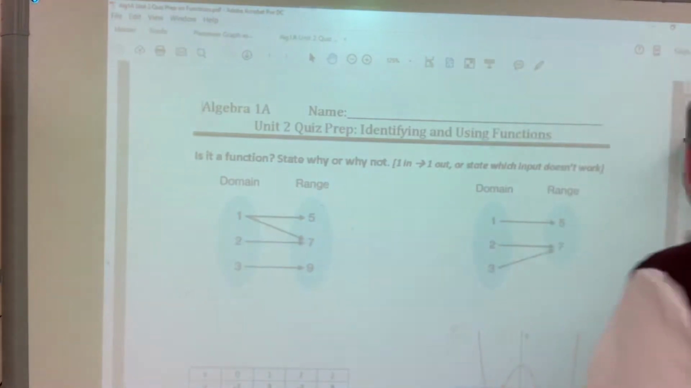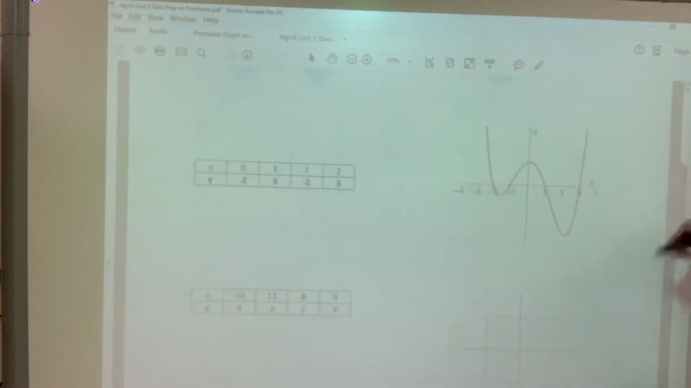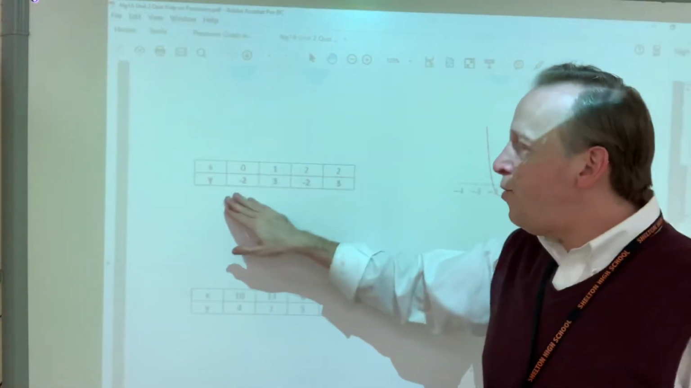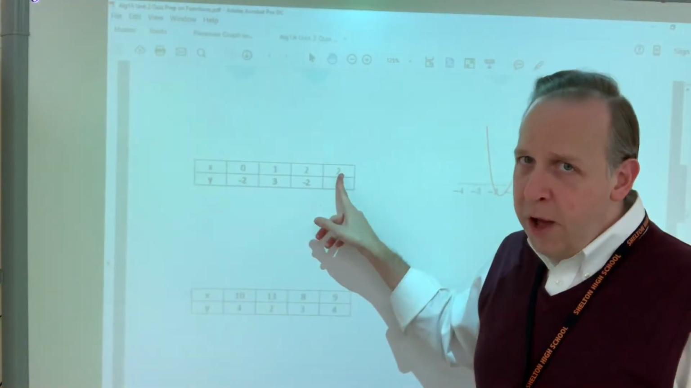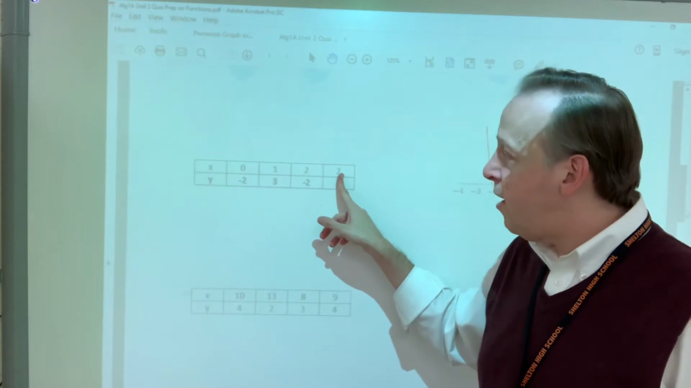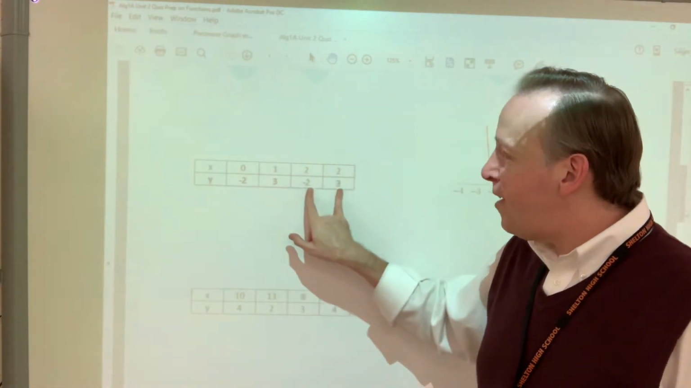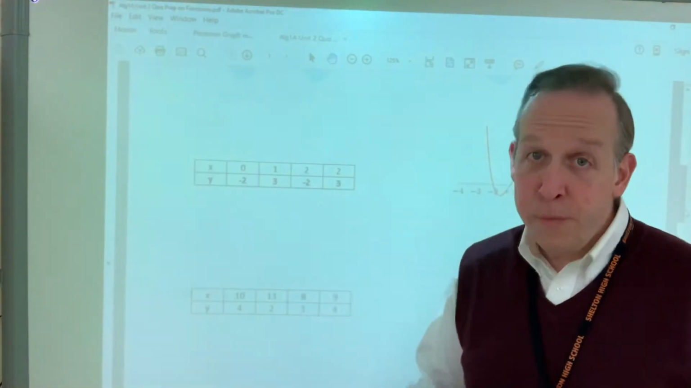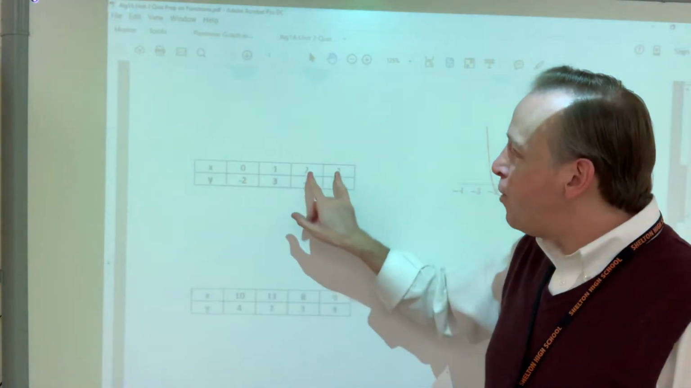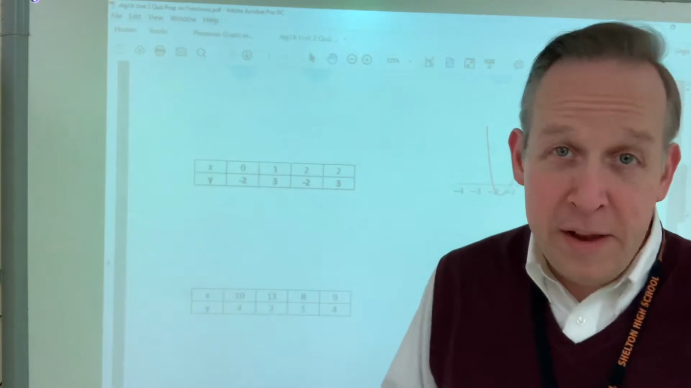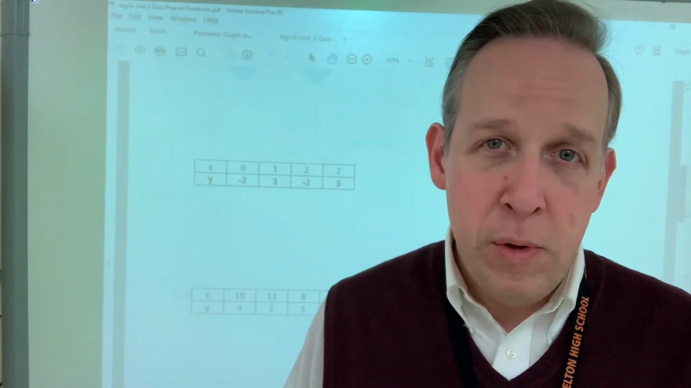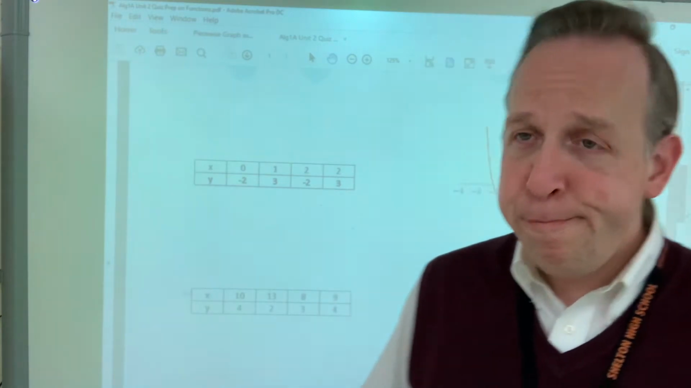Moving down to the next 2. This table shows you that there are inputs of 0, 1, 2, and 2 again, which is a problem if the input is repeating itself with a different output. As you can see on your worksheet or possibly on the board, the outputs for 2 are -2 and also 3. That's a problem. That makes it not a function. It is not a function because the input of 2 has 2 different outputs.